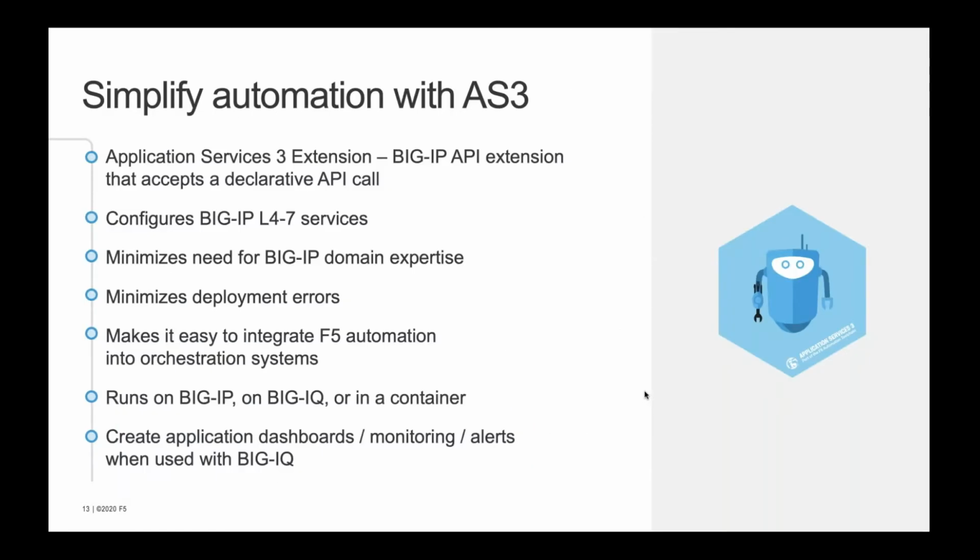AS3, on the other hand, is used to create different applications within your Big IP. It's also using different API calls. You can integrate it with Big IP and BigIQ, or you can run it within a container, so that you have different means to configure your F5.